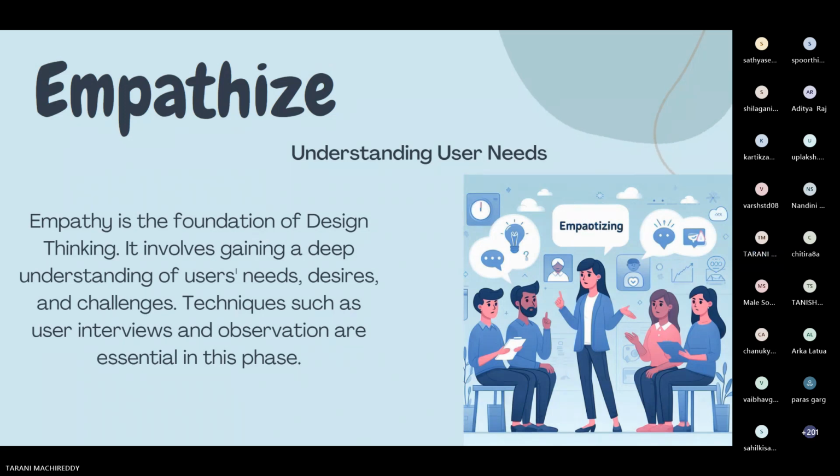As I told, empathy is the foundation of design thinking. In the empathize phase, mainly we concentrate on user needs. We understand how the person is affected by the problem. We observe how the person is dealing with the problem. And then we find an impactful solution. So, can you suggest any examples for this?